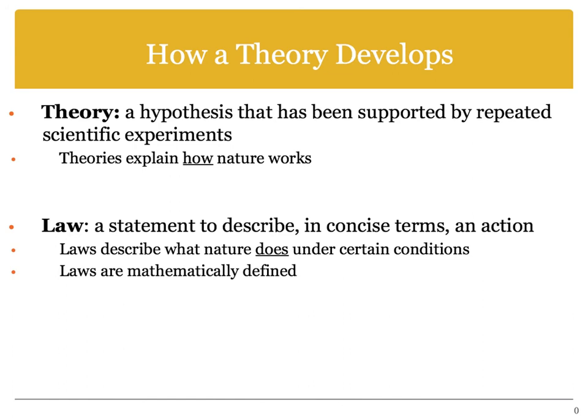So the difference between a theory and a law is basically, a law describes an action that we see in nature. It usually has a mathematical component to it. The law of gravity, obviously what goes up must come down, but probably the most famous thing that you are familiar with as far as laws go is Newton's laws of motion. You know, an object at rest stays at rest unless acted upon by an outside force. An object in motion stays in motion, again, unless acted upon by an outside force, etc. So laws describe an action, and theories basically explain how nature works.